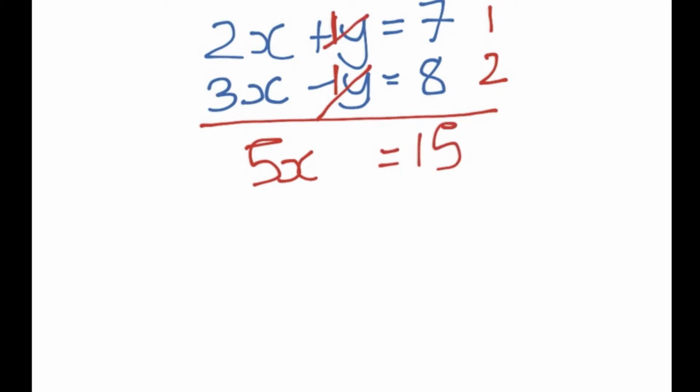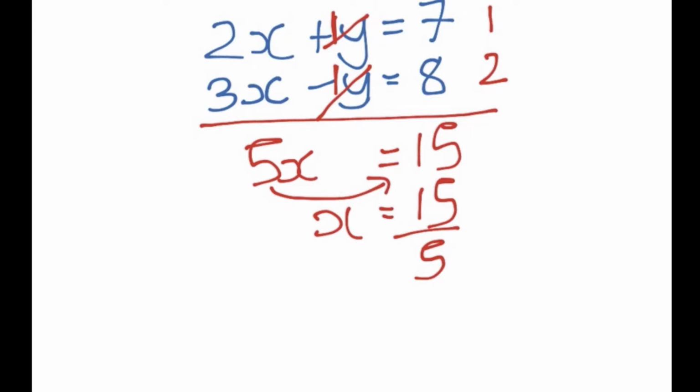So we end up with x equals 15 divided by 5. So you move the 5 to the other side, and we end up with a 3. So x equals 3. So now we've found the x equals 3. What we need to do is sub this back in to one of the equations to find y. It can be either one. I'm going to choose equation 1, which is 2x plus y equals 7.